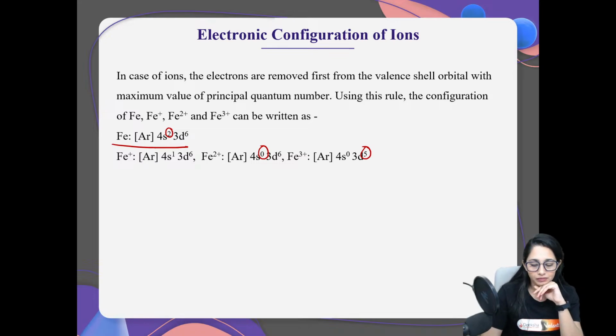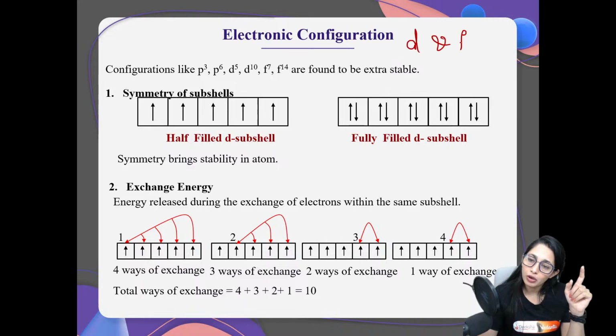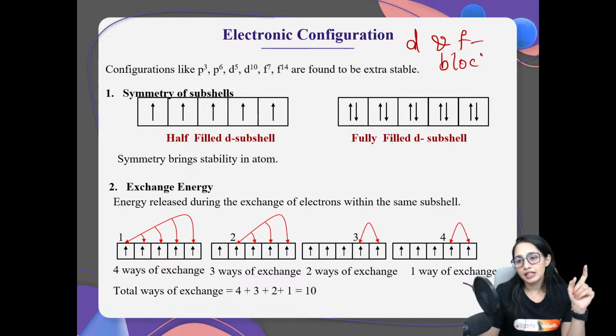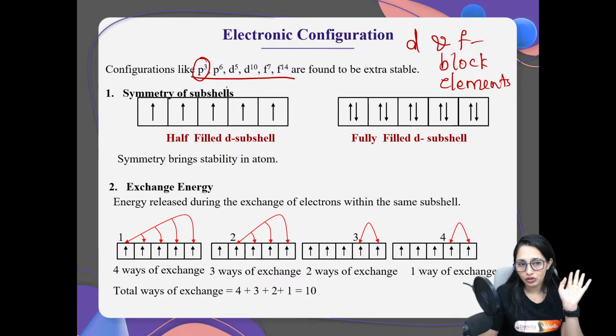Yeah. Next, configurations like p3, p6, d5, d10, f7, f14 are found to be extra stable. This is something that you will be studying in d and f block elements. So these are half filled and completely filled. So p can accommodate a maximum of 6 electrons. If it is half filled, it is very stable. If it is completely filled, it's extremely stable.